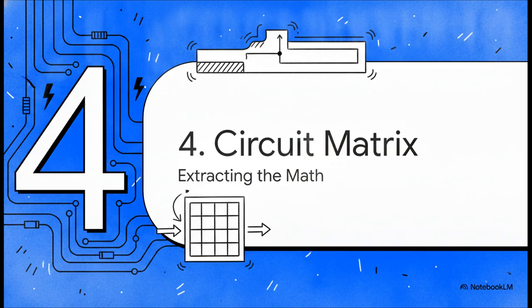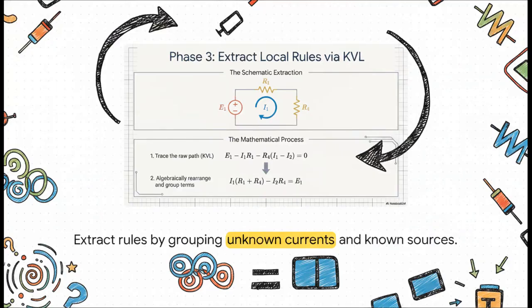Part 4, constructing the circuit matrix. With our boundary rules set, we hit Phase 3, extracting local rules using Kirchhoff's voltage law. By tracing our raw clockwise path, we write out the long-form equation. Then we do a really crucial mathematical cleanup. We algebraically group our unknown variables, our currents, on the left side of the equal sign, and we shove all our known independent sources over to the right. We are intentionally sorting the unknown from the known.